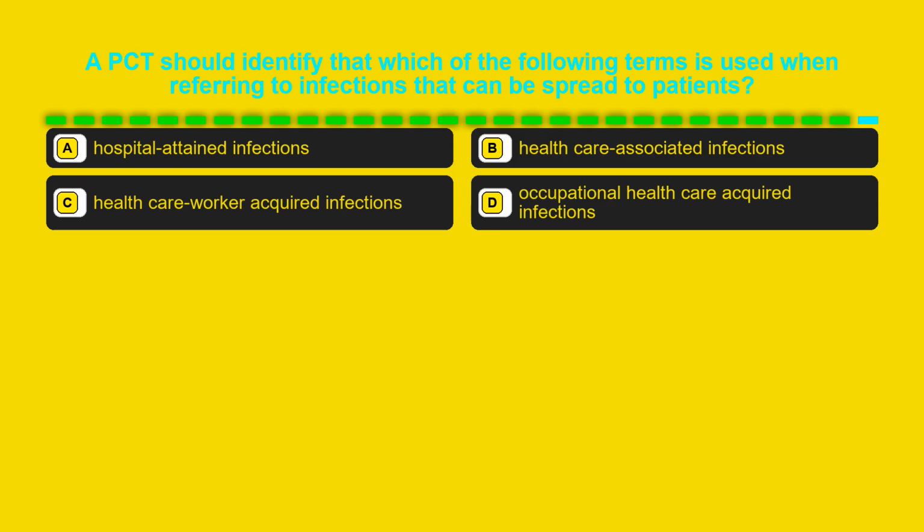Question 73. A PCT should identify that which of the following terms is used when referring to infections that can be spread to patients? Option A, hospital-attained infections. Option B, healthcare-associated infections. Option C, healthcare worker-acquired infections. Option D, occupational healthcare-acquired infections.